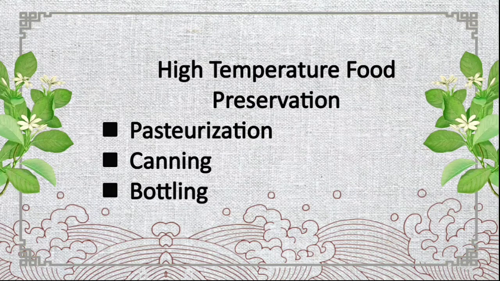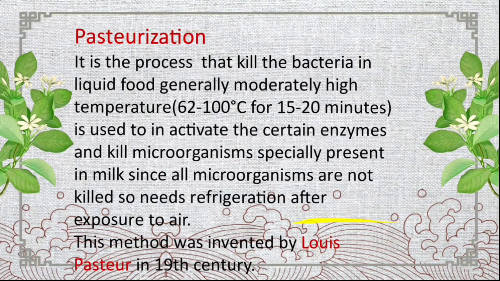High temperature food preservation can be done by 3 methods. First one, pasteurization. Second one, canning. Third one, bottling. Then what is pasteurization? It is the process that kills the bacteria in liquid food, generally at moderately high temperature that ranges from 62 to 100 degrees centigrade for 15 to 20 minutes. It is used to inactivate certain enzymes and kill the microorganisms, especially those present in milk.